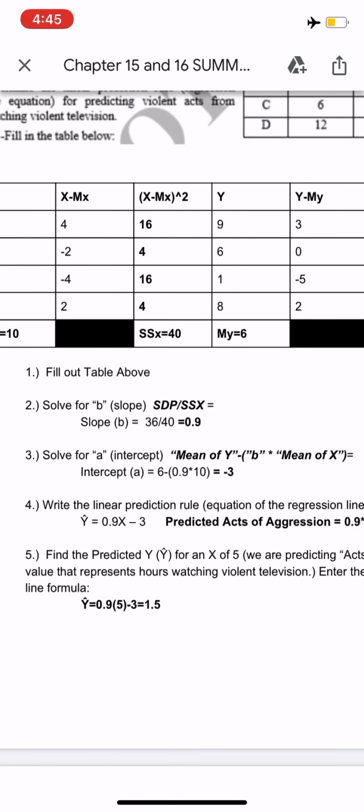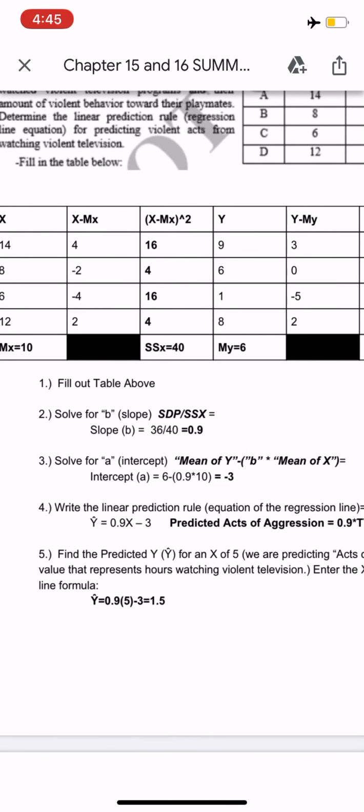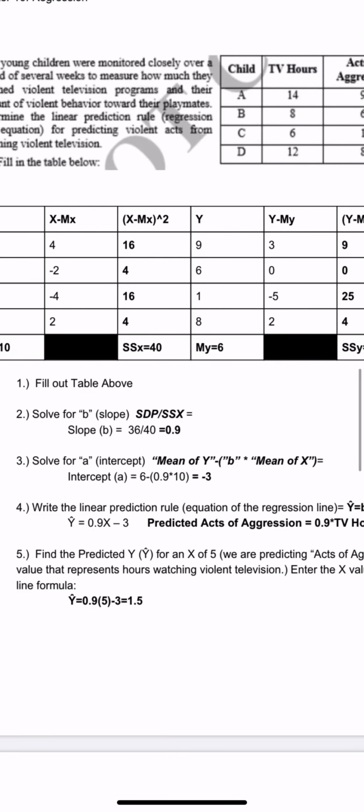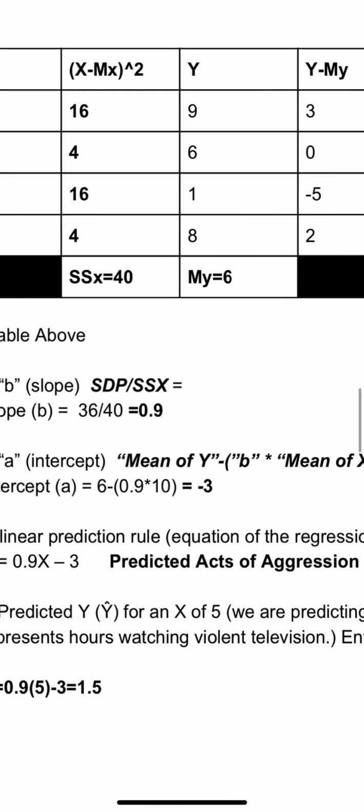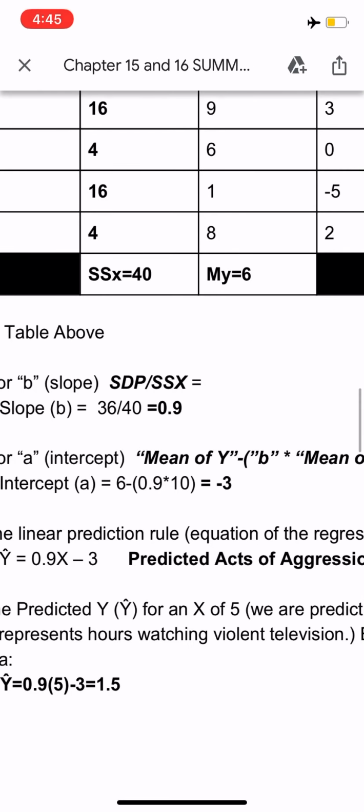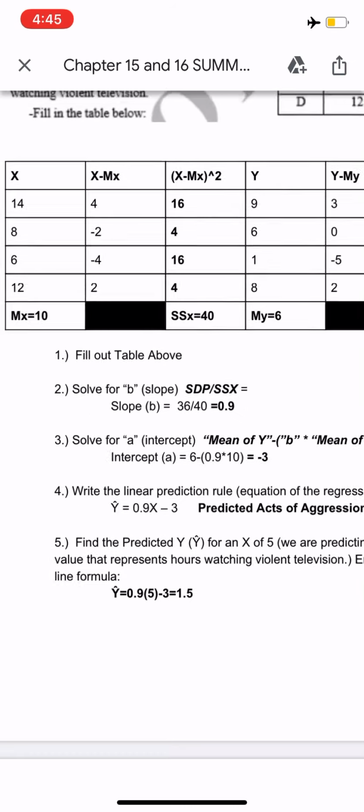So the first thing we do is SP divided by SSX. 36 divided by 40 is 0.9. Solve for the A-intercept. It's the mean of Y minus B, which is the slope that we just solved, times the mean of X. So plug everything in the way I wrote it out. 6 minus 0.9 times 10 will come out to a negative 3.